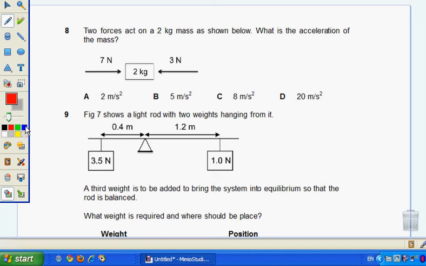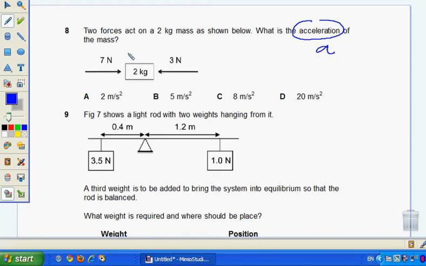Okay, how do we go about solving question 8? Two forces act on a 2 kg mass as shown below. The question asks for the acceleration of the mass. Acceleration is represented by the symbol a. So try to recall the formula that can help to solve this question.